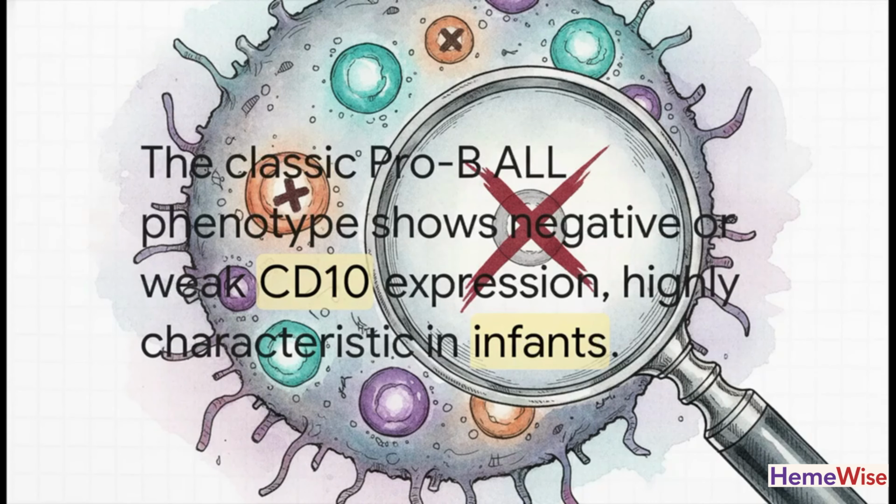While TDT expression might be weak or variable, this CD10 negativity absolutely cements the classic pro-B-ALL phenotype. Basically, if you see an infant with a CD19 positive, CD10 negative acute leukemia, KMT2A rearrangement needs to be sitting at the very top of your differential.